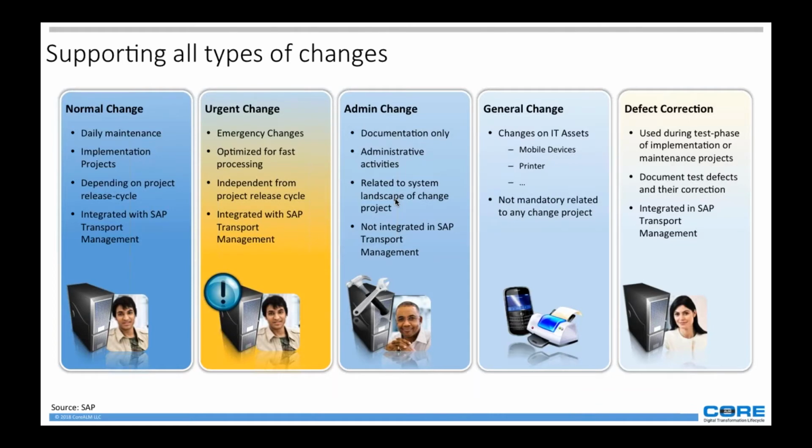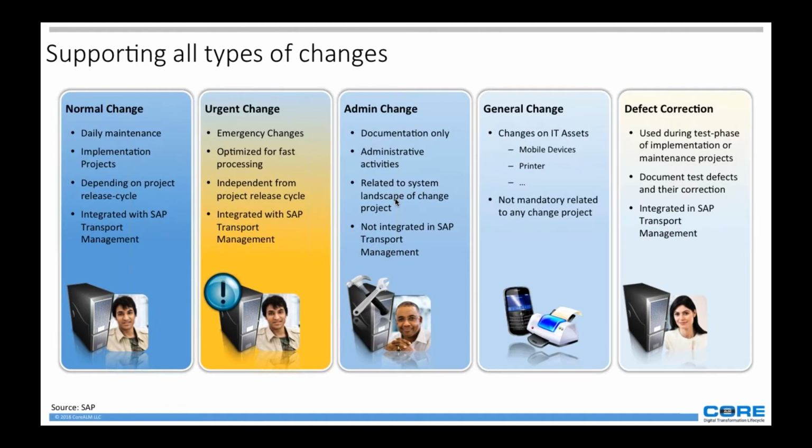So when you implement Charm, there are a few transaction types, the standard transaction types. There's one more that's not listed here, which is called standard type. But out of the box, when you implement Charm, there's normal change, urgent change, admin change, and general change. Basically, all these different types of change fulfill a different type of need, right? So if you have a change that's not critical, and it's part of a release or a project that goes weekly, bi-weekly, monthly, or quarterly, it's going to be a normal type of change.